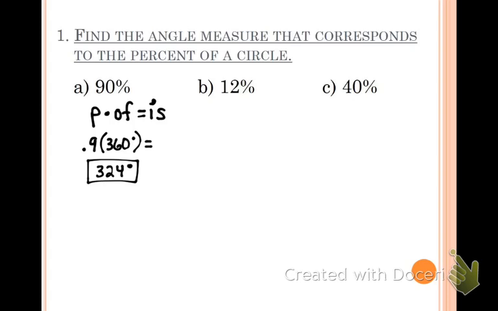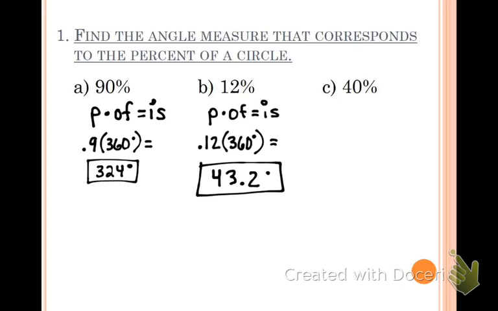Number two, 12% of a circle corresponds with a specific angle measure. What is my formula I'm going to use? P times of. Every time. P times of equals is, which is the same formula we were using yesterday. What is 12% changed to a decimal? 0.12. What's my of? 360 degrees, because that is the total amount of degrees that are in a circle. What is 0.12 times 360 degrees? 43.2 degrees. Thank you for telling me degrees. I want you to do problem C on your own.